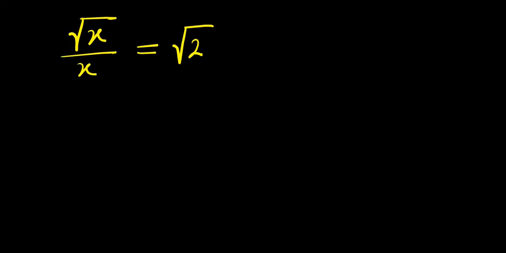Hello, how to solve this radical problem? This is square root of x divided by x equals square root of 2. Solving for all values of x that satisfy this equation. This is over 1, so you can cross multiply.